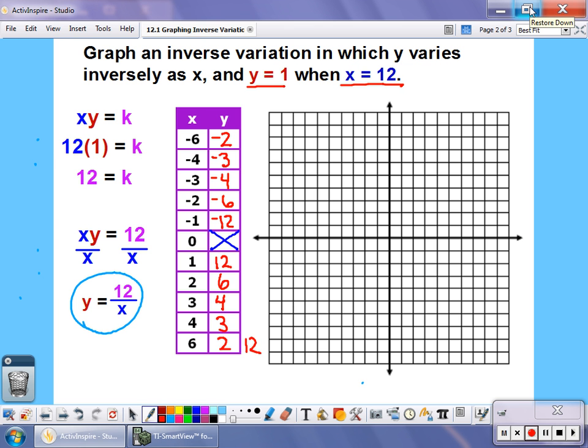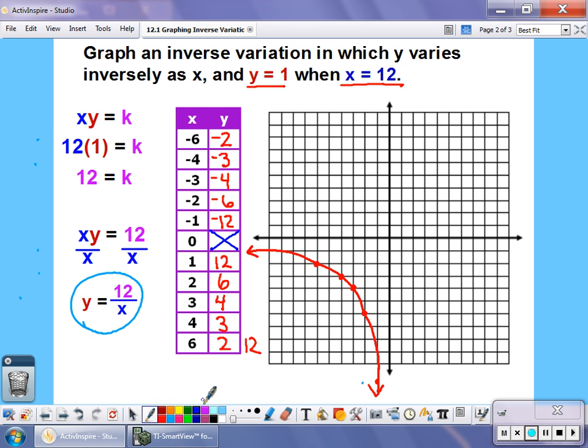Okay, so once my table is complete, now it's time to graph. When you're graphing this, remember, it's going to make those two curves. So it's important for you to remember that your lines are not going to be continuous. They're going to look a little weird when you're graphing them. So we're going to go -3, -4, -2, -6. And I have -1, -12, which is going to be somewhere down here. So I'm going to connect these points together and make my curve. Now it's not perfect, but you get the idea.